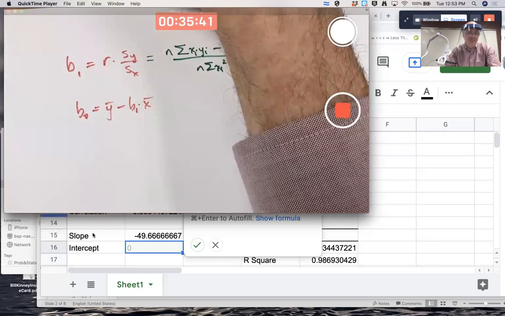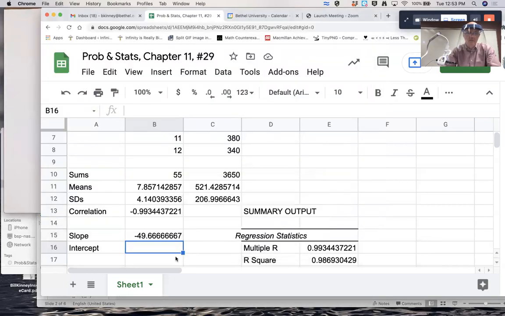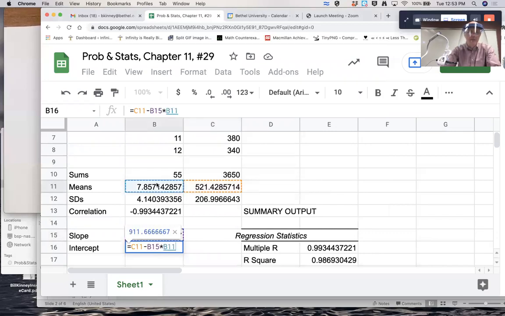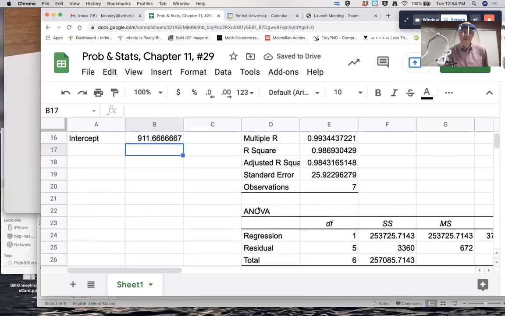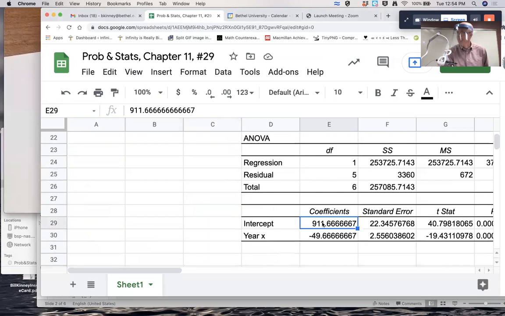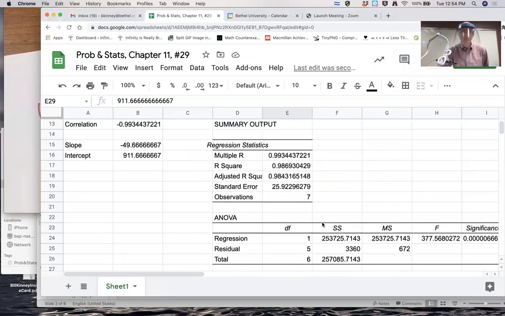So for the spreadsheet, coming back here, y bar is in cell C11 minus the slope we just found in B15 times x bar in B11. And there you see it's going to be 911 2/3, and I do believe that was the intercept that was in the summary output as well. Got it? Is it? 911 2/3, yep. Okay, so we confirm the answers.